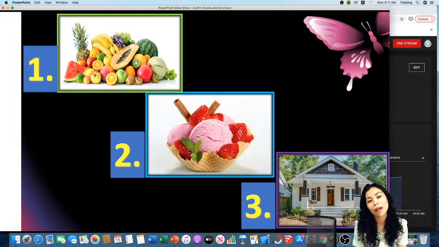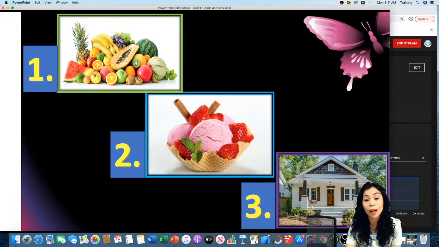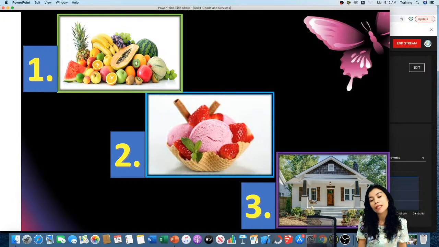Okay, students, just write your answer, and Teacher Christine will go back to the chat box, check your answers, and give you points. So for number three, a house. Is a house a need or a want? Yes, it's a need. Why a need? A house is an example of a need because it is a shelter. Shelter is a place that can protect us from danger and bad weather. So it is an example of a need.